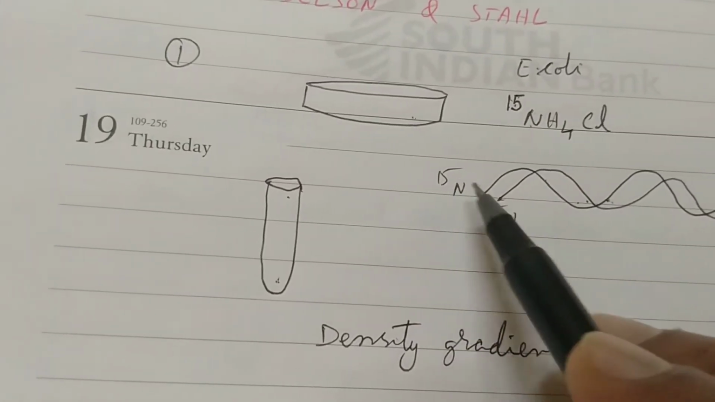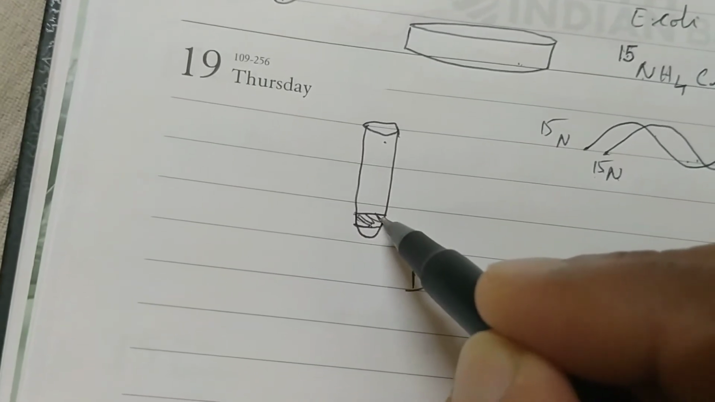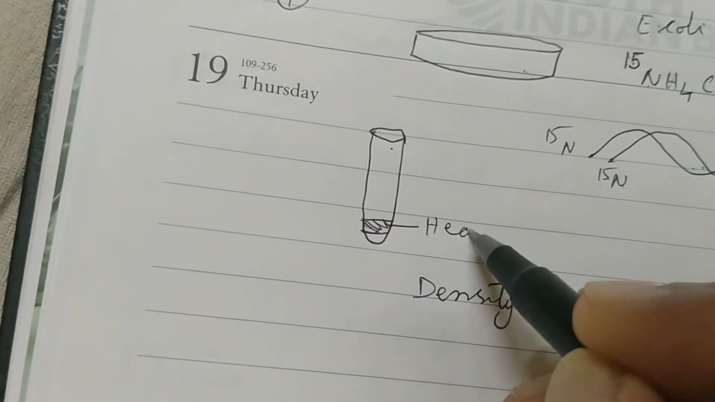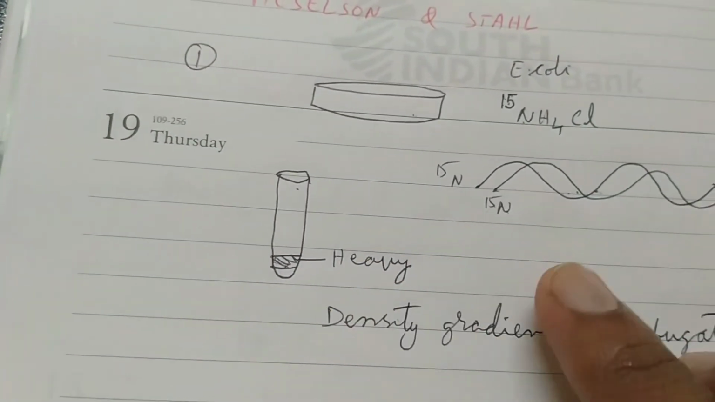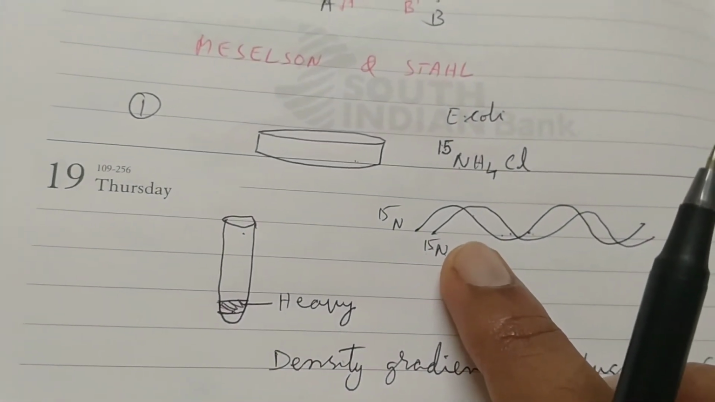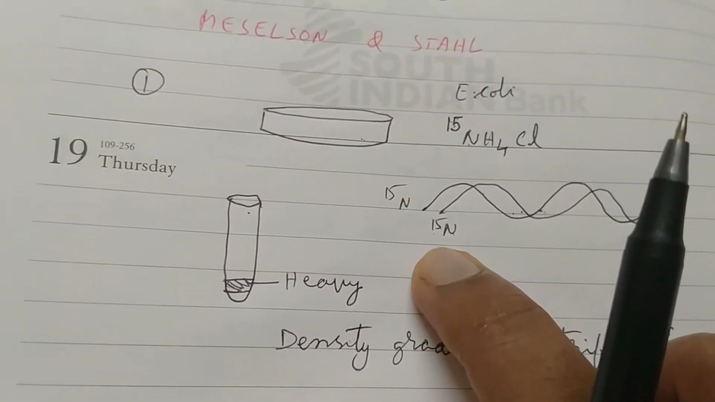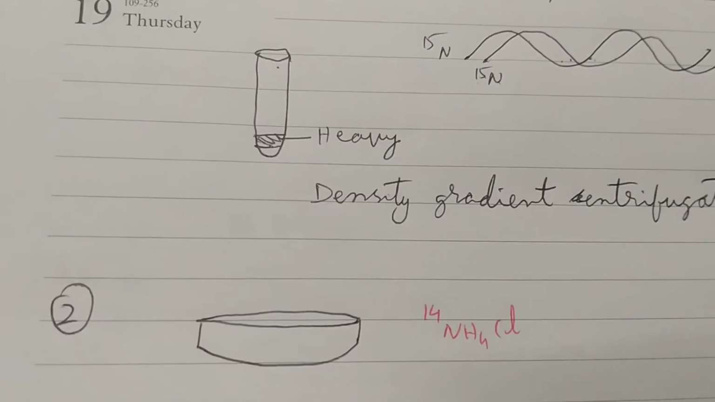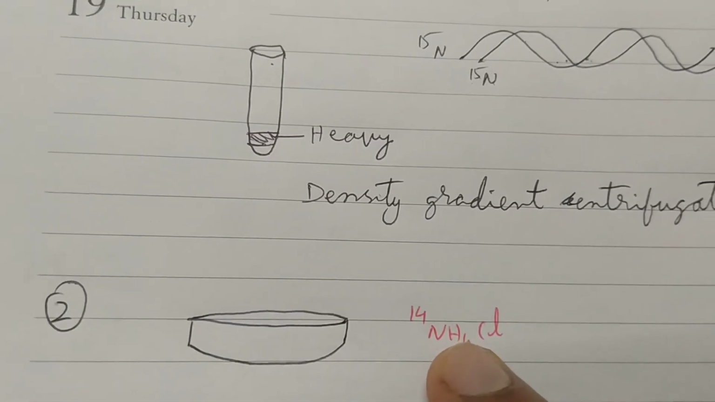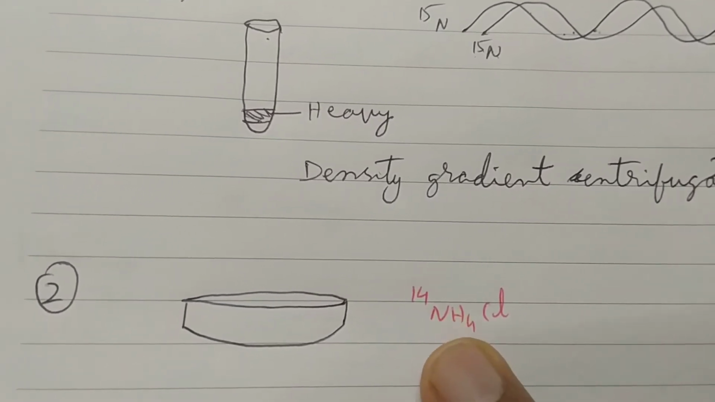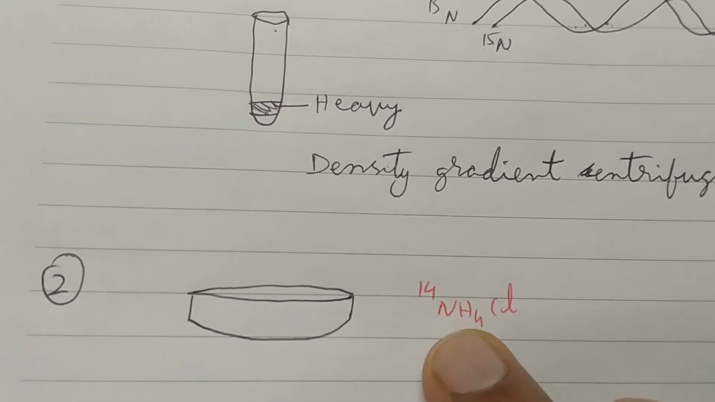Since here both are heavy isotopes, a band is formed at the bottom because the heavier one will form at the bottom, and this is called a heavy band. So this was the first step in the experiment. They got a heavy band because both the DNA strands in the bacterium are of heavy isotope N15. Now in the second experiment, they transferred these bacteria into another culture in which the source of nitrogen, ammonium chloride, has a normal isotope of nitrogen, that is N14.